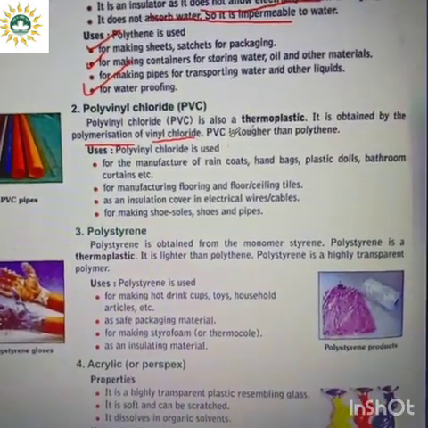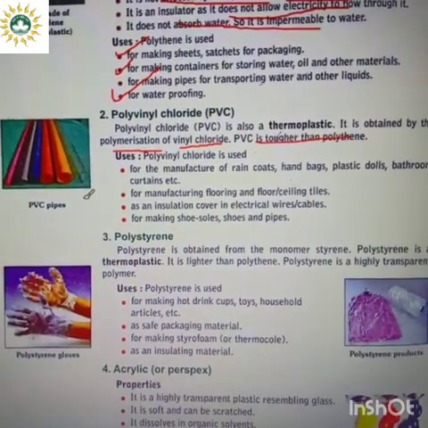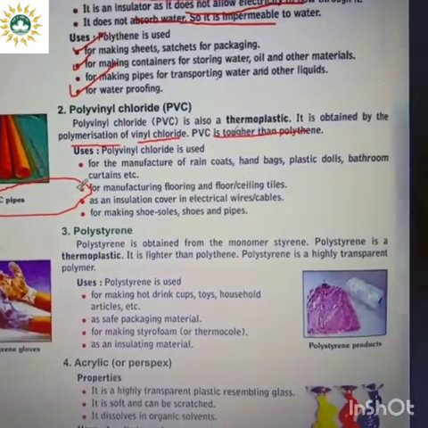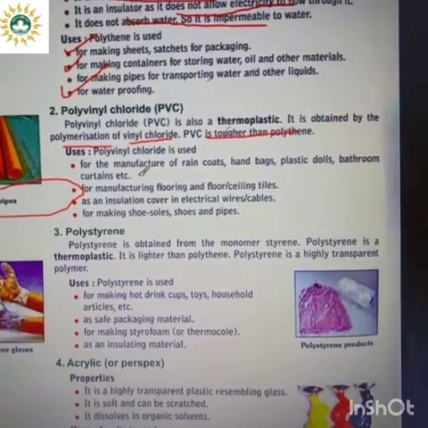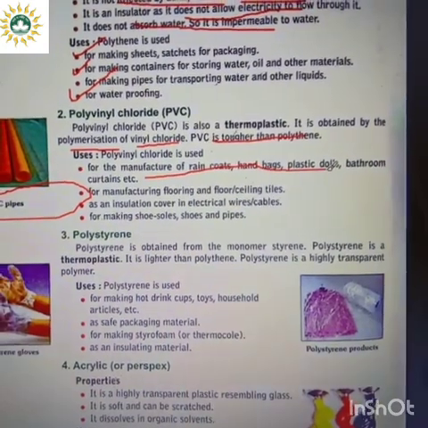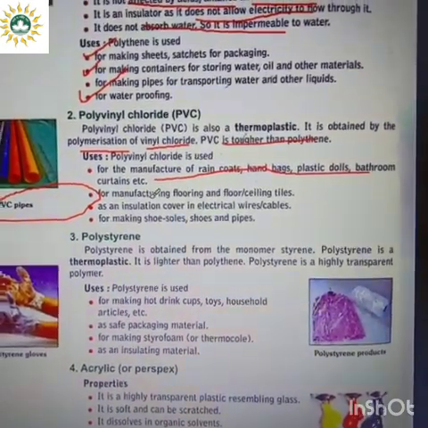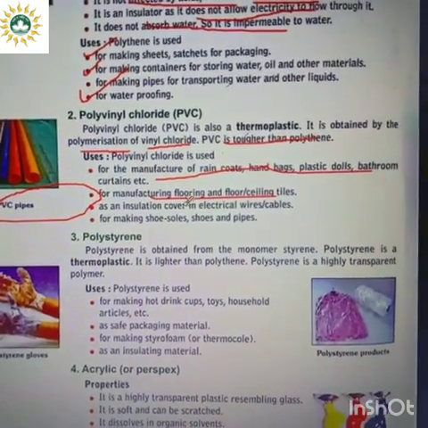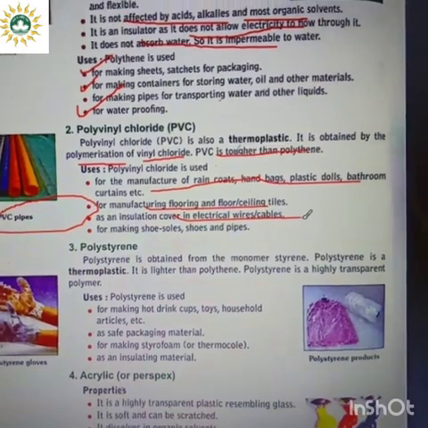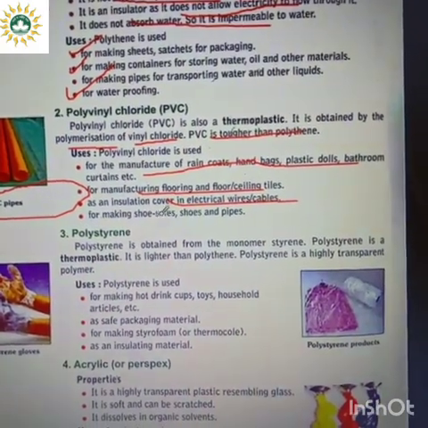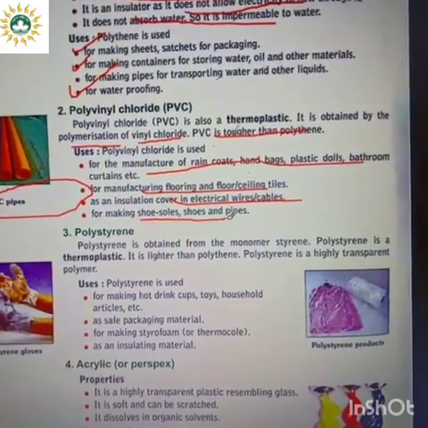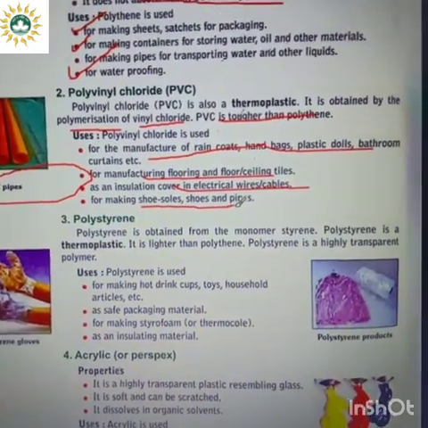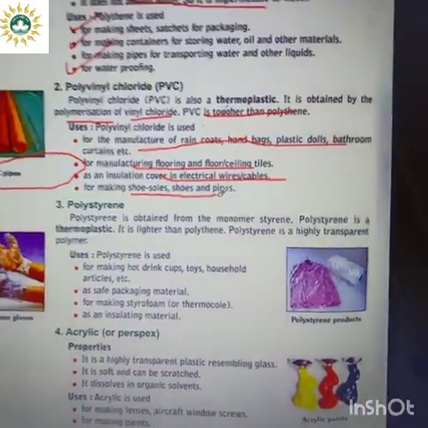And PVC is tougher than polyethylene, okay, because PVC pipe you must have seen, there are so many ads on TV also. They are very much tougher and they are used for the manufacture of raincoats, handbags, plastic dolls, bathroom curtains, etc., for manufacturing floor and ceiling tiles. Also it acts as an insulation cover in electrical wires and cables, and also for making shoe soles and shoes and pipes. So they are thermoplastic. They are obtained by the polymerization of vinyl chloride and it is tougher than polythene.